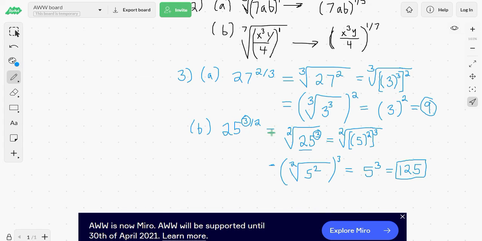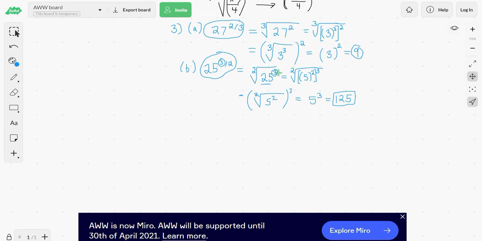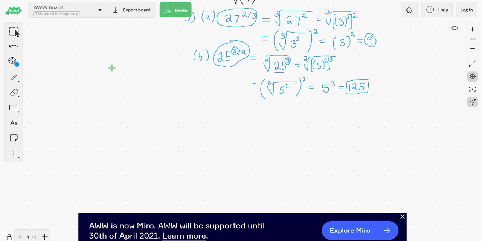So we see that we can take these pretty complicated looking expressions, like 27 to the 2/3 and 25 to the 3/2, and provided that it's the right kind of fraction, we can actually simplify it down to these nicer looking forms. 9 and 125 certainly are nicer looking than what we started with. So that's the thrust of this section. Next, we should look at some more examples that use some negative exponents. So that's what we'll do next.